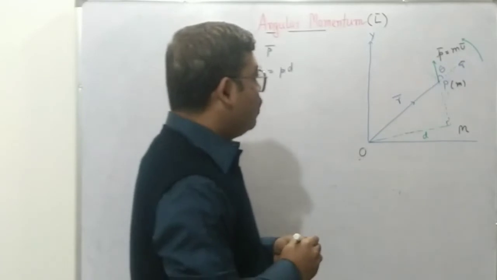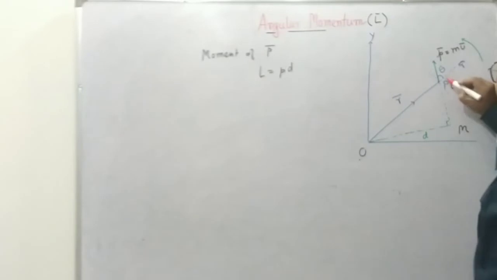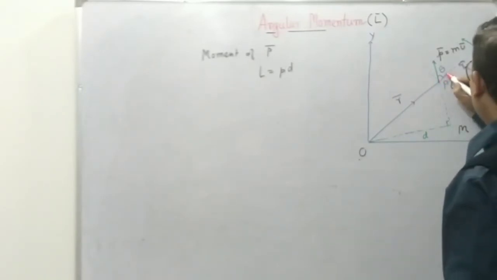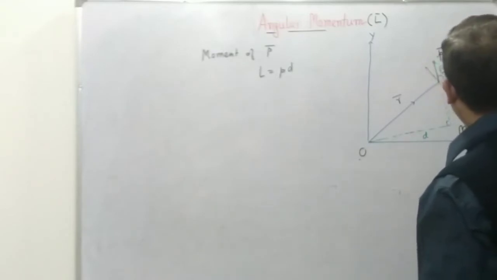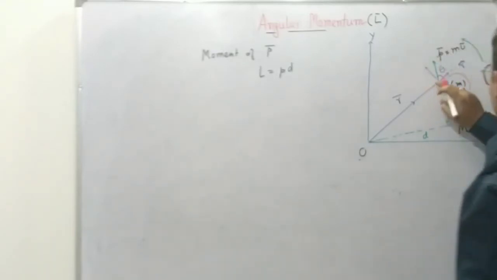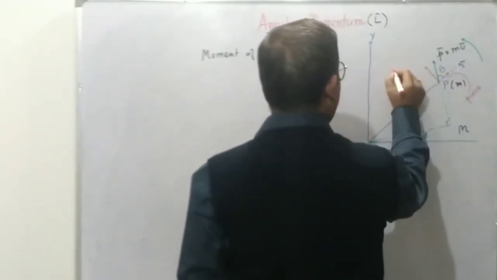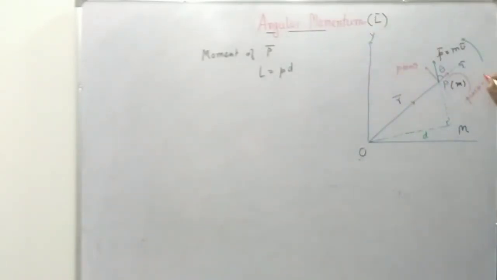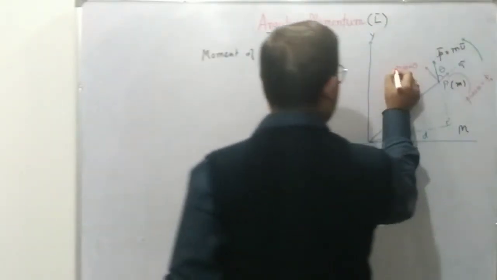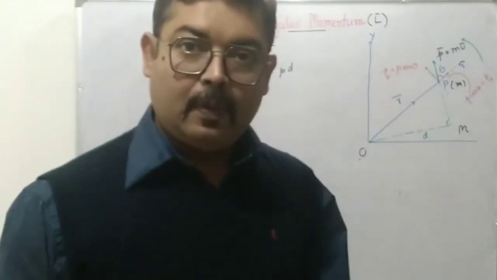So we can always resolve the momentum vector into two components. One is the radial component, the other one is the tangential component. The radial component will be along the radius vector, which will be p cos theta, and the perpendicular component will be p sin theta. This we will call p radial, and this we will call p theta, that is p tangential.